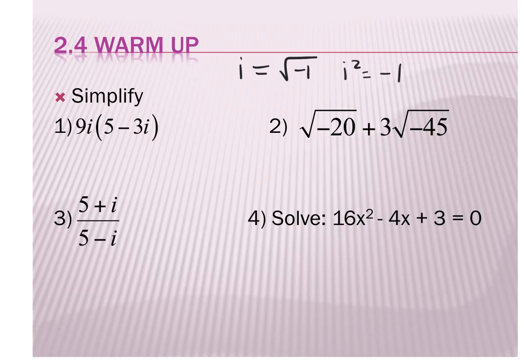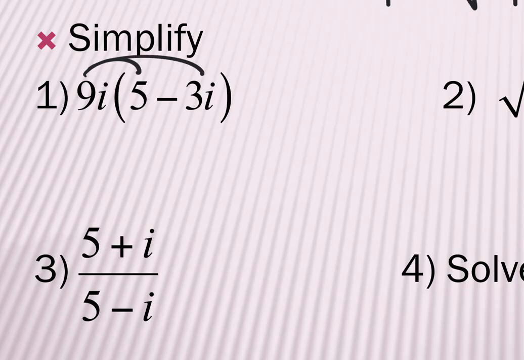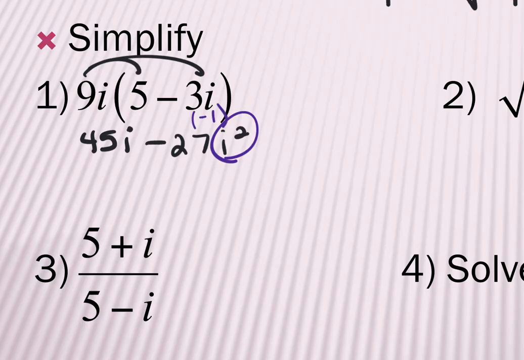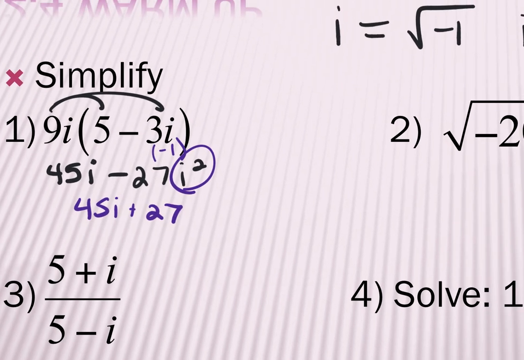So when you look at number 1, I would simply distribute this, and I'd get 9i times 5, which is 45i, minus 9 times 3 is 27i squared. You will never leave i raised to a higher power than 1 in your work, because it's not simplified. So i squared is really -1, and we multiply the -1 times the -27, and this becomes positive 27.